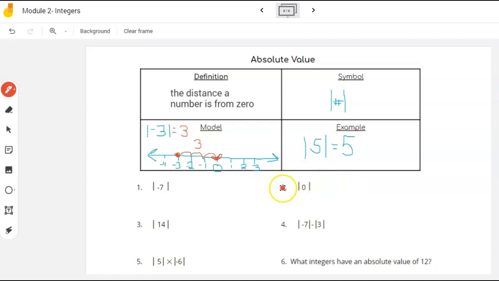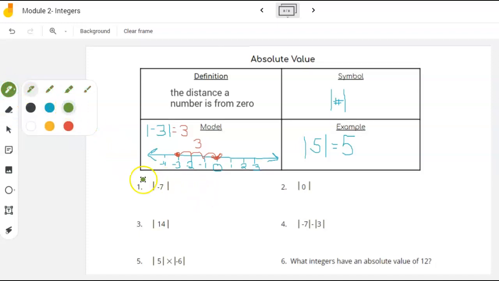Go ahead and pause the video and try 1 through 6. Now that you've tried 1 through 6, let's check our answers. If I'm at negative 7, I'm way over here. How do I get to 0? Well, it takes me 7 spaces, so it's 7 away from 0. I'll get to 2, 4, and 6 later. 14, I'm way over here. How do I get to 0? It takes me 14 spaces. So 14.